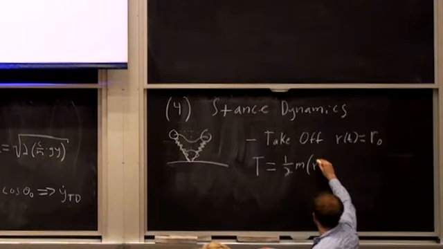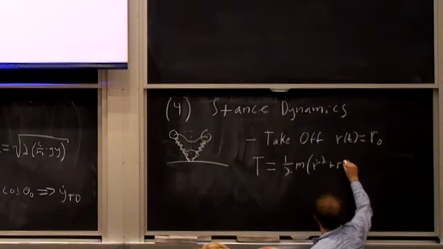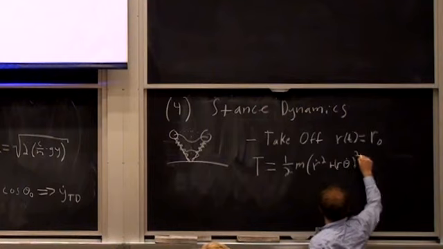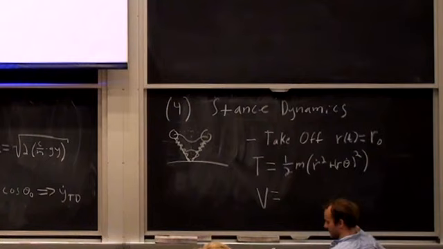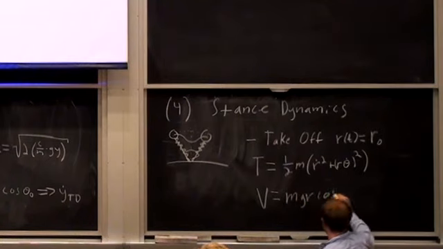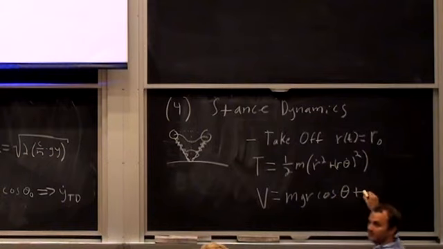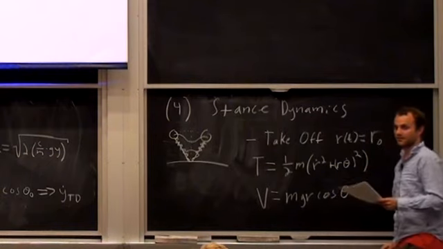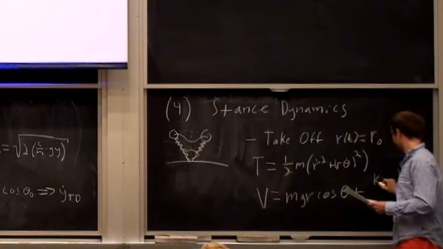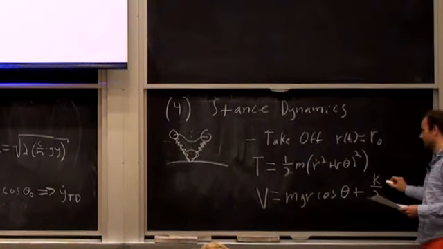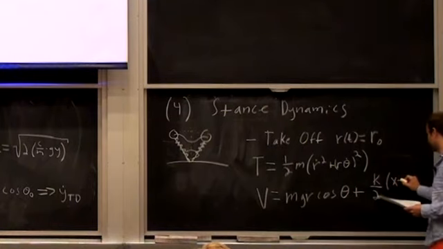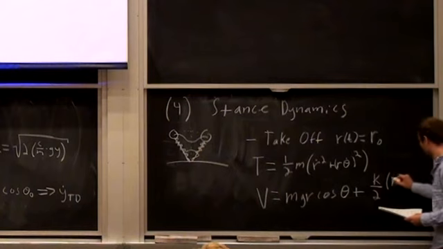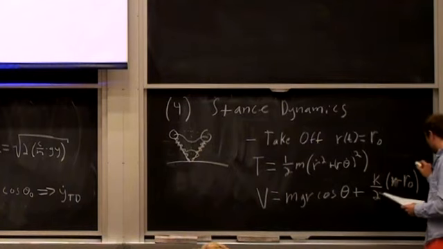Our kinetic energy looks like that, and our potential energy is this term, and what else do we need? What else? Spring potential. Spring, yeah. So how much? It's k over 2 times (r minus r naught) squared.